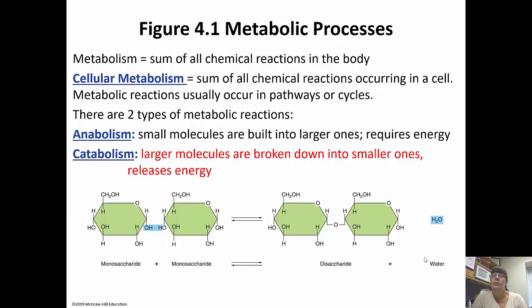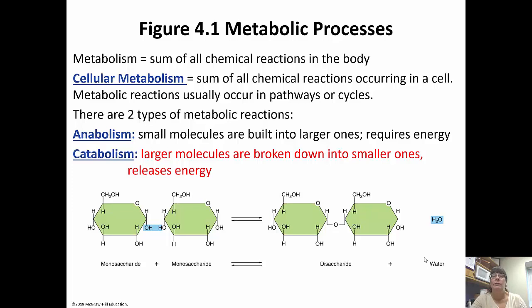Anabolism are synthesis reactions. So you are building something. So you're taking small molecules and putting them together to build a larger molecule. This requires energy. On the other hand, catabolism is when larger molecules are being broken down into smaller ones. And this actually releases energy.